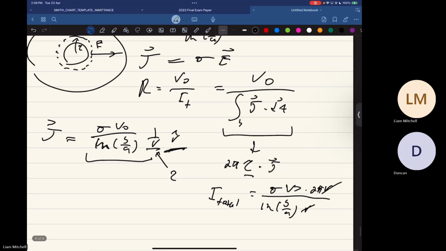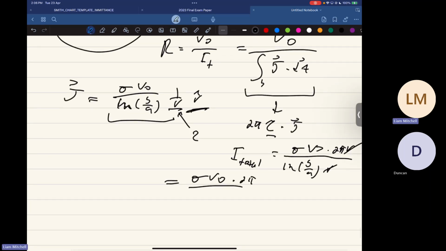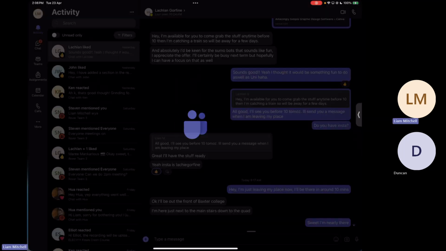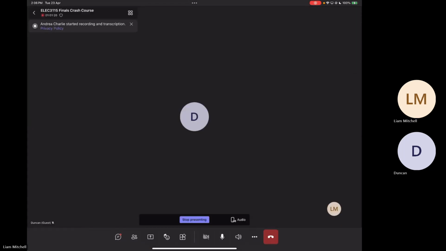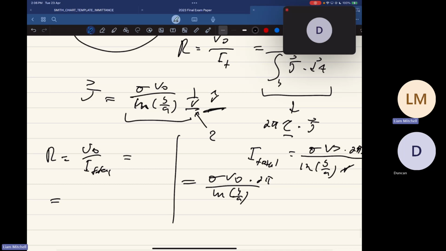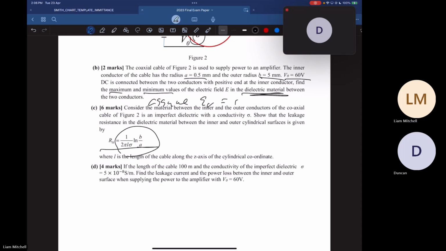The R's cancel out, and we just get sigma V naught times 2 pi over ln b on a. That's our total current. And then our R is just V naught over I total, which is just... sorry, what happened? Where did this go? Okay, yeah, it's here. And that's just ln b on a over 2 pi sigma V naught. And it is the same as we were asked to derive. All good?